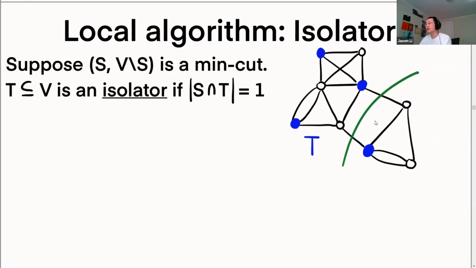And this S is the smaller side of the min cut. And here there's exactly one vertex in T. So T is an isolator. Does that make sense? Yeah, sure.